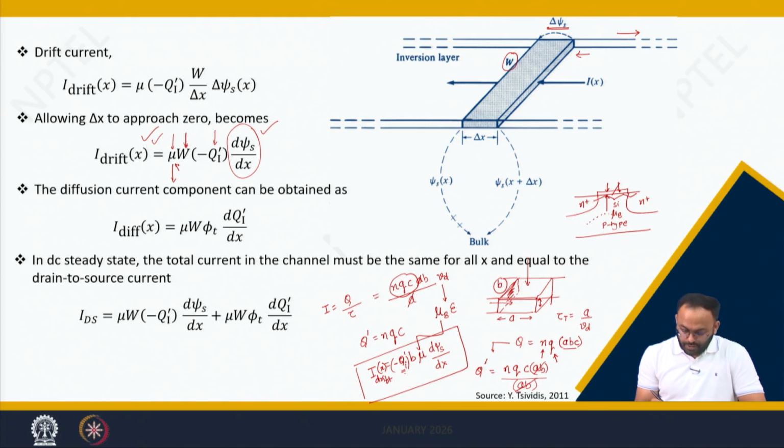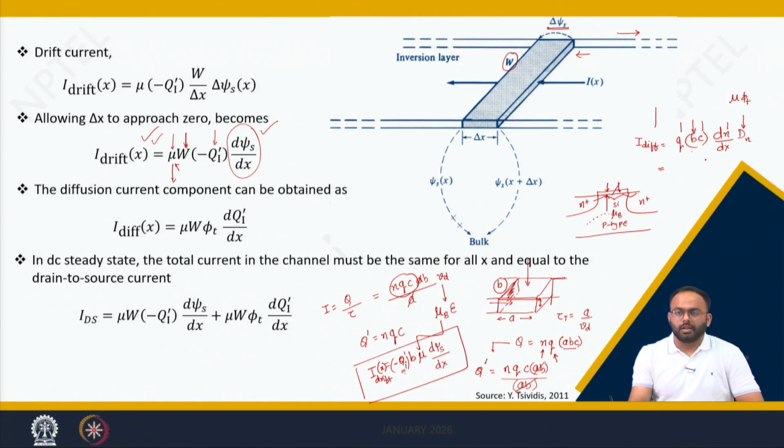In a similar way, the diffusion current is defined with the same analogy. It is nothing but Q times B times C into dN by dx into D n, where D n here is the diffusion constant. By using the Einstein equation, we can simply write mu into phi t. B in our case is W. Q into C into N is nothing but the inversion charge.